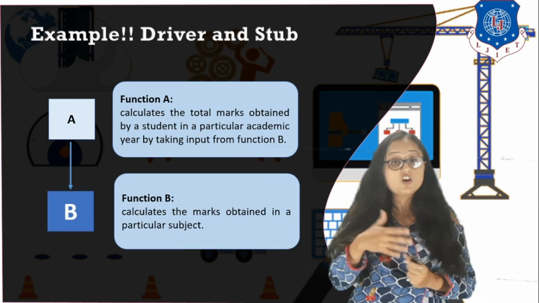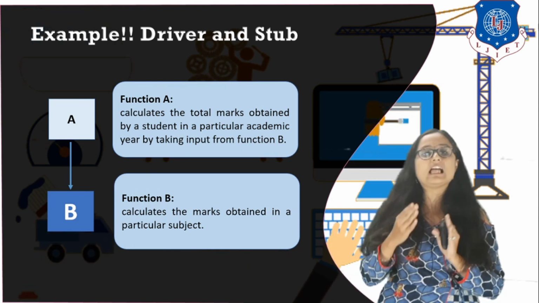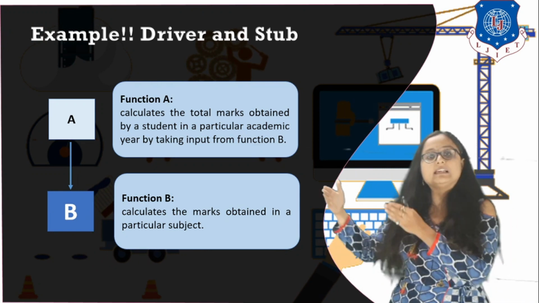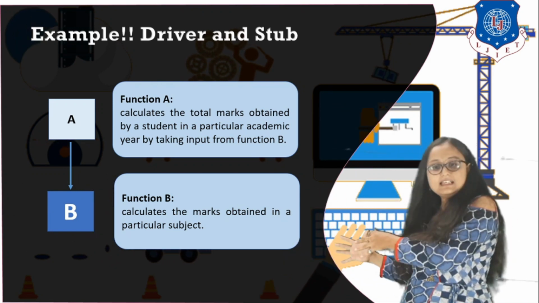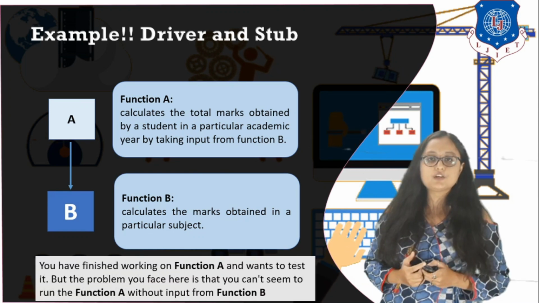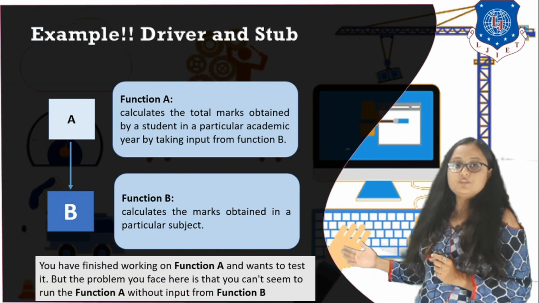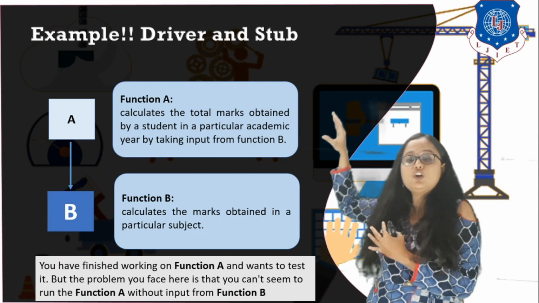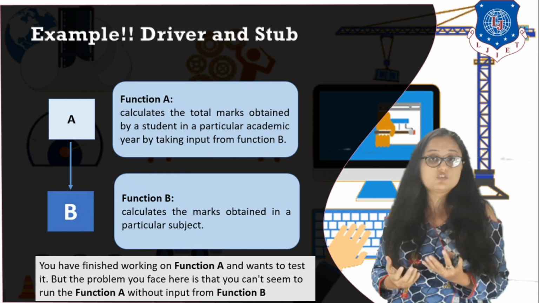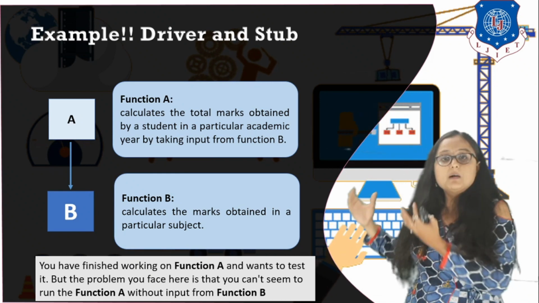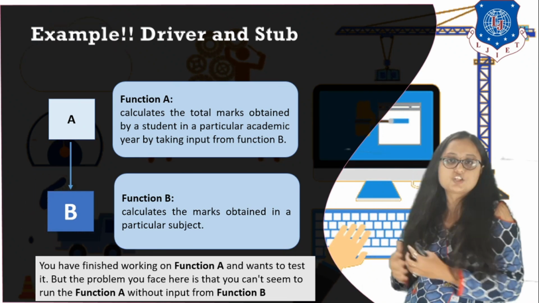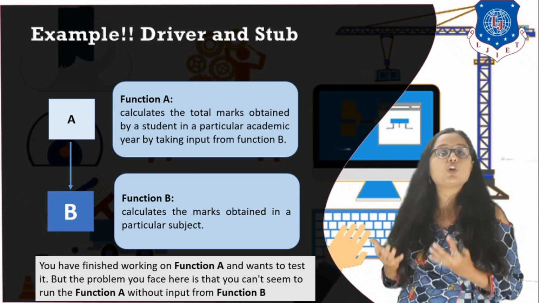And what does function B do? Function B is calculating individual subject marks, and that data is being passed to function A. Now what is the actual scenario? We have already finished working on function A, and we want to do unit testing of function A, but function B is still under construction. We have not completed coding of function B.